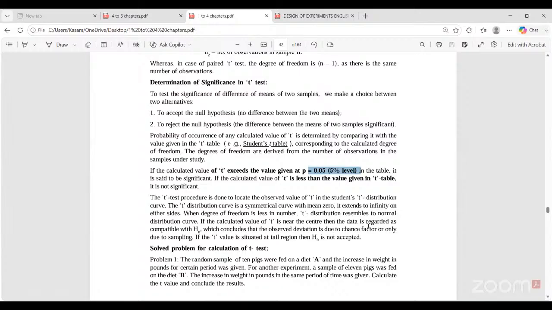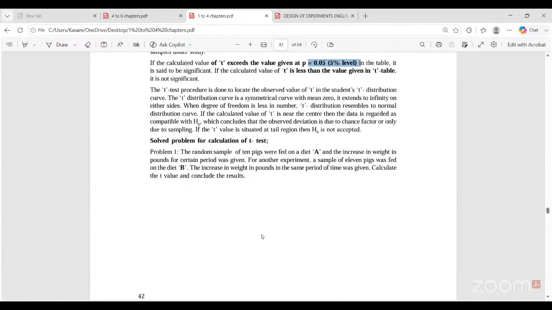So the t distribution resembles a normal distribution curve. If t is near the center, then the data is regarded as compatible with H naught, which concludes that the observed deviation is due to chance factor only, due to sampling. If the t value is situated in a tail region, H naught is not accepted. So see here, a solved problem for calculation of the t-test.